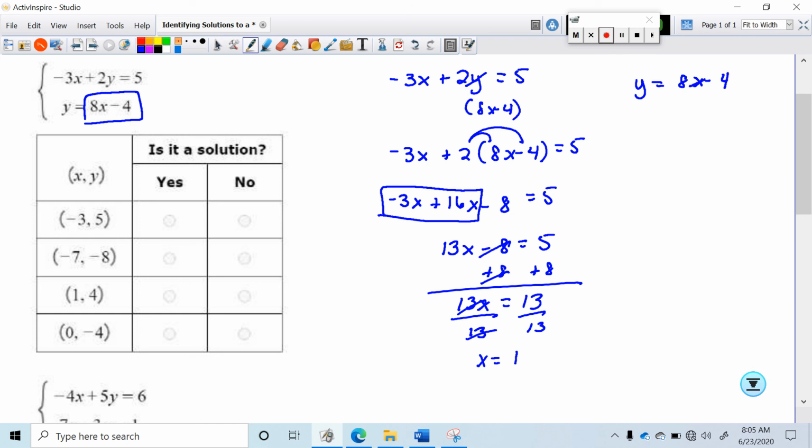But I know now that x is 1. So y equals 8 times 1 minus 4. So I've got 8 minus 4. So y equals 4. And this is an ordered pair, so x first and then y. So 1, 4 is the answer. That means all the rest of these are not answers, because with a linear equation, you can only have one answer.